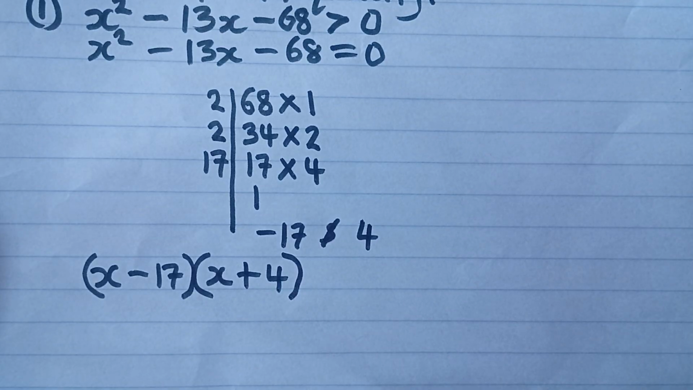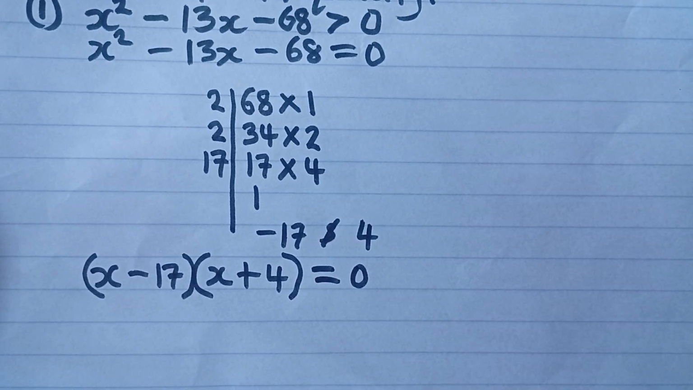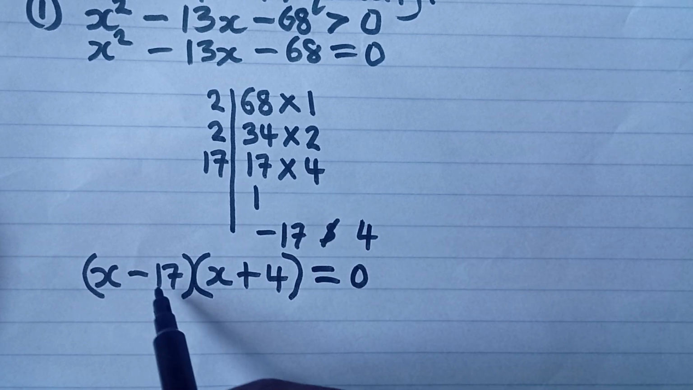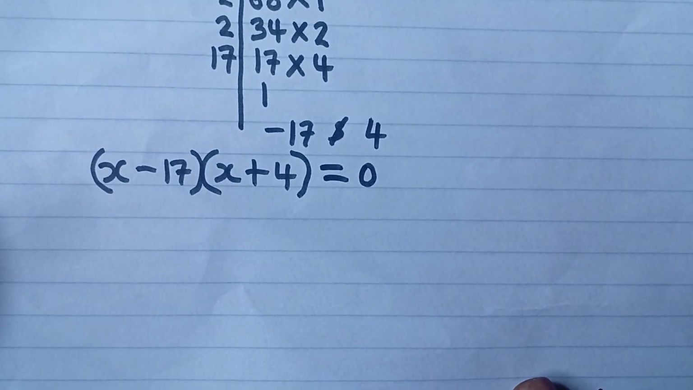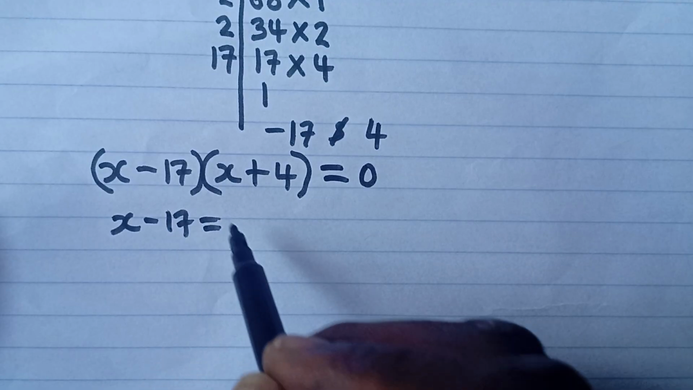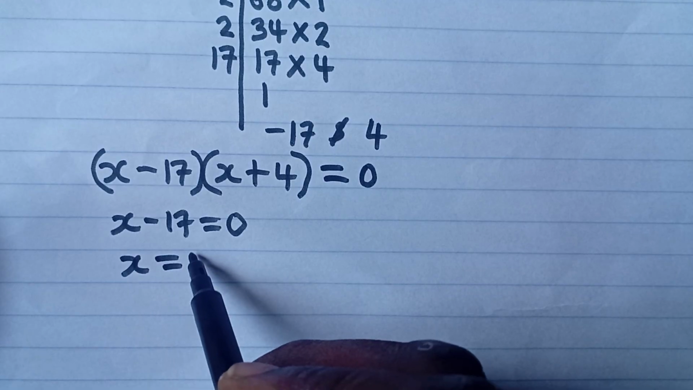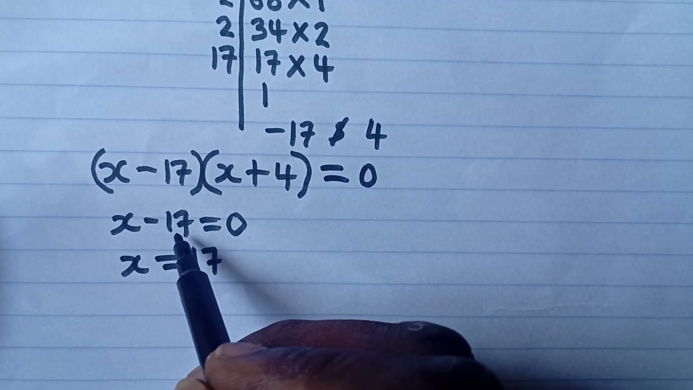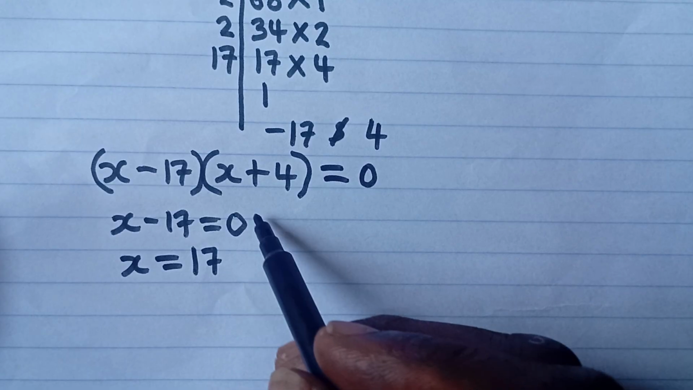These are the values that will give us the right factors. And then we equate it to 0. Don't forget. The solutions to this equation will come from equating each of these brackets to 0. So we have x minus 17 is equal to 0, and then x is equal to positive 17. When this negative 17 goes to the other side, ignoring the 0, it becomes positive 17.